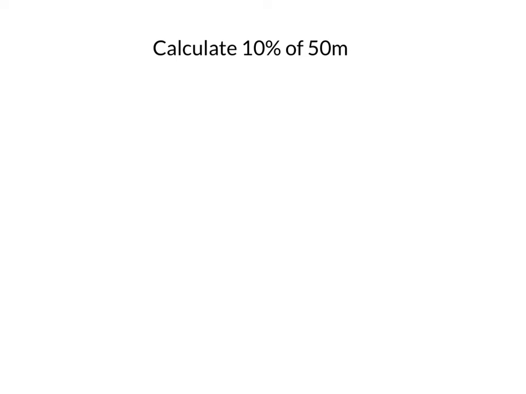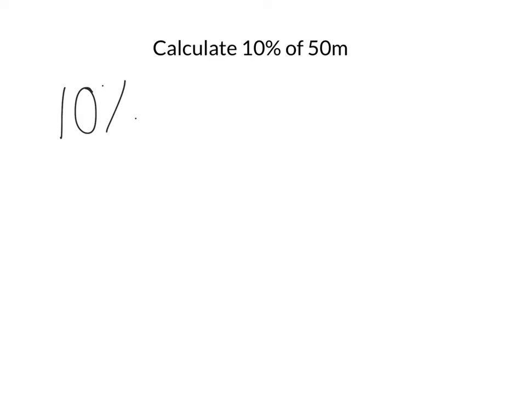Again, a slightly different question now. We're going to look to calculate 10% of 50 meters. Key thing here is understanding how to calculate 10%. How many 10%s are in 100%, or how many 10s in 100? The answer is 10. Therefore, we need to do 10 lots of this value to get to 100%. So we're going to do the inverse of that and do the value for 100% divided by 10.